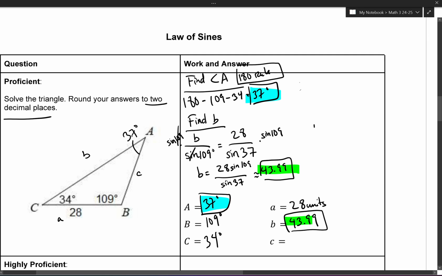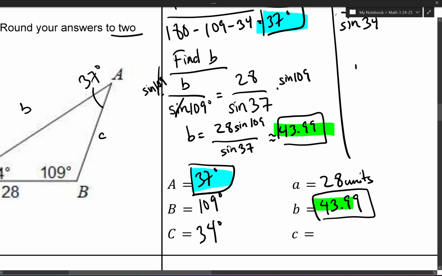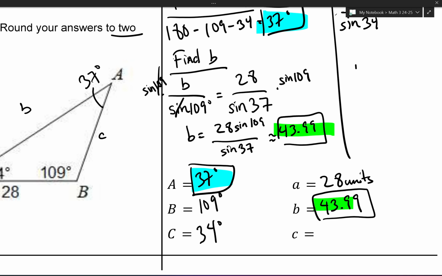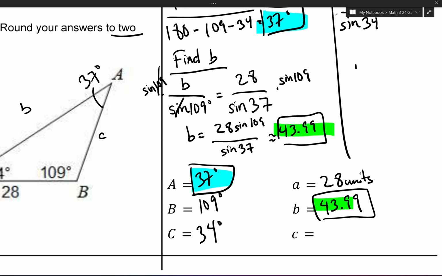Finding side C, same thing. Let's organize a bit. Always start with what you're looking for. C over sine of angle C, 34 degrees, equals two other pieces of information. So I could use the B's because I have side B and angle B. But I don't really want to use 43.99 in my calculation because I rounded it, and if I use a rounded number in a calculation, it's going to make my answer even less accurate.